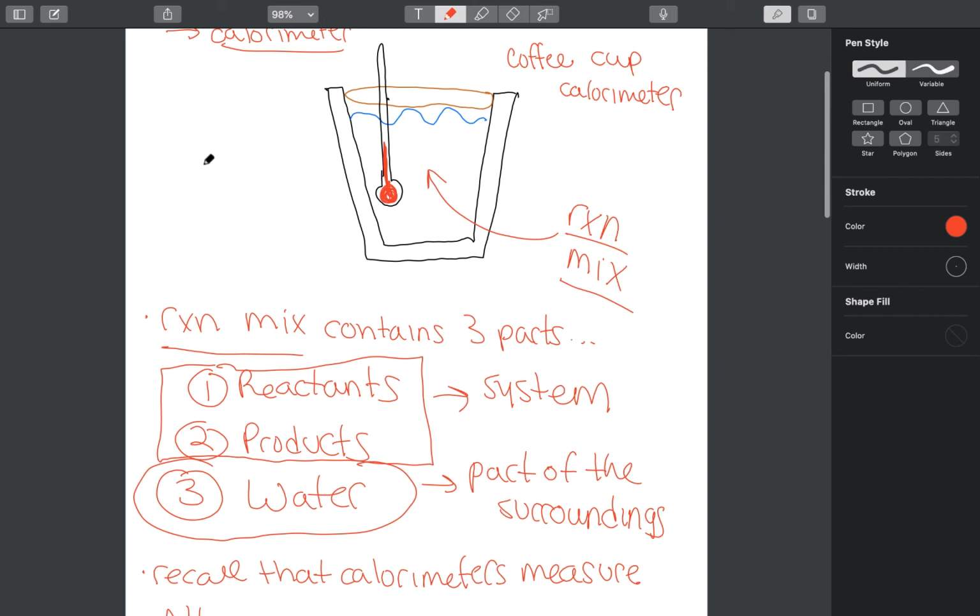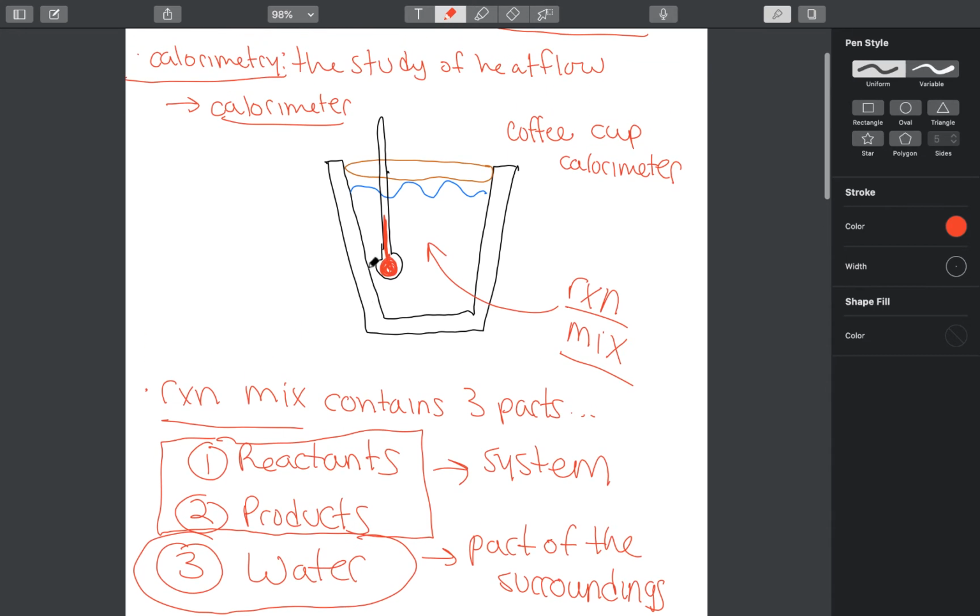But what about all the other parts of the surroundings? Because remember, the surroundings is every part of the universe that isn't part of the system. So why do we only measure the temperature change of the water? Well, the answer is because of the coffee cup. So this little outline here is the coffee cup. And we assume the coffee cup to be a perfect insulator.